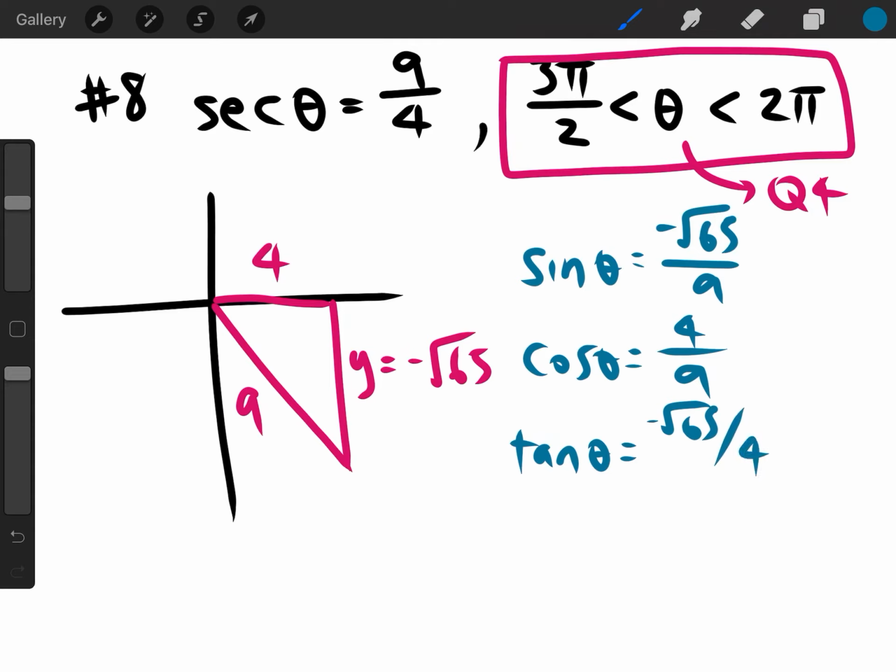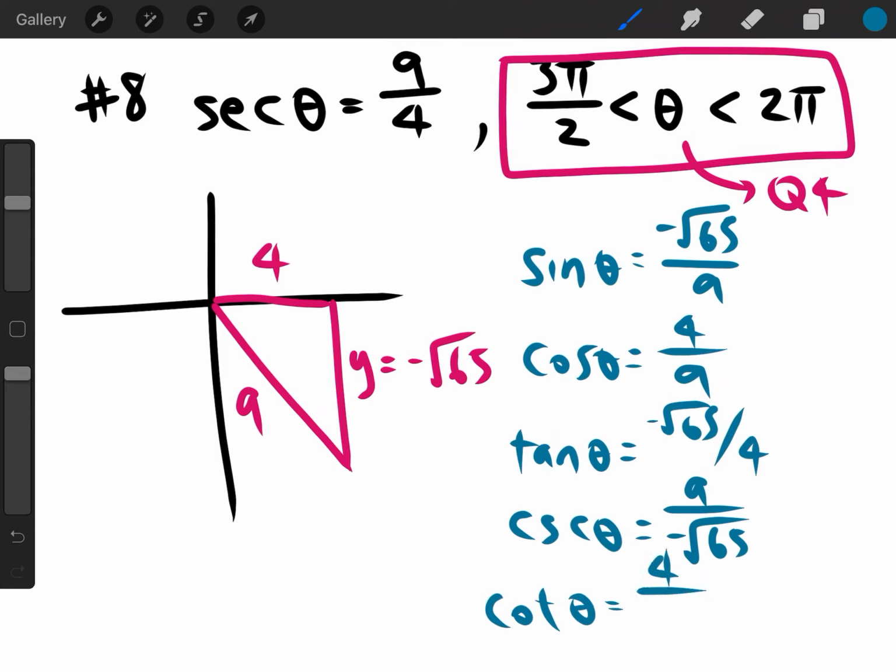Okay, and then we go ahead and do the cosecant. Cosecant is going to be hypotenuse over opposite. You go ahead and rationalize this by yourself. And then cotangent is going to be adjacent over, oh, it's basically just the reciprocal of tangent. Okay, and that's how you find all 6 trig functions.